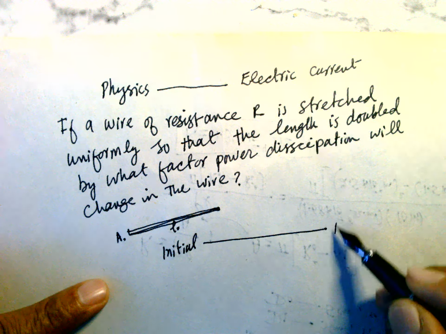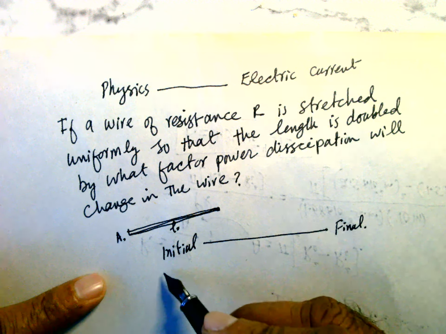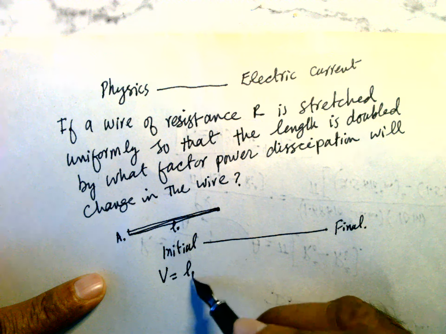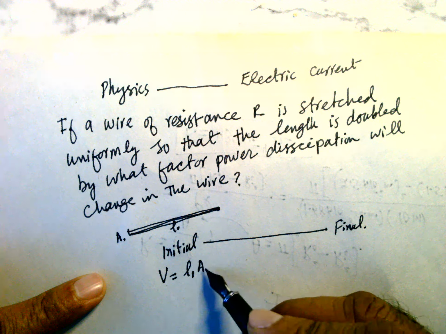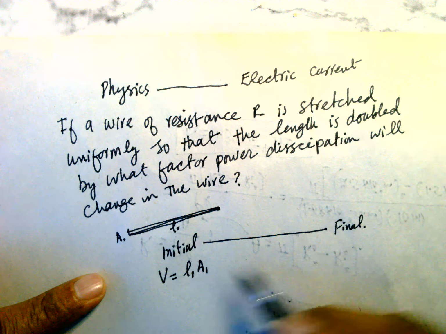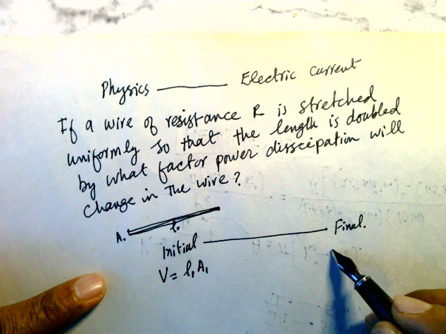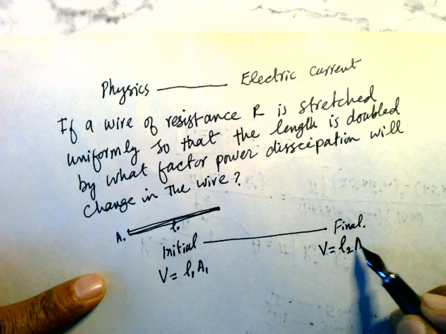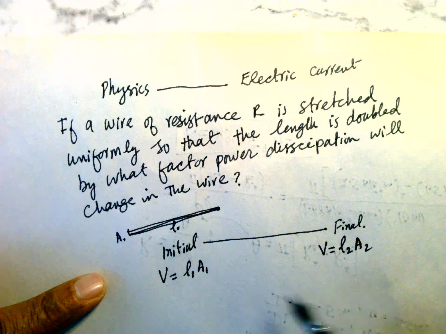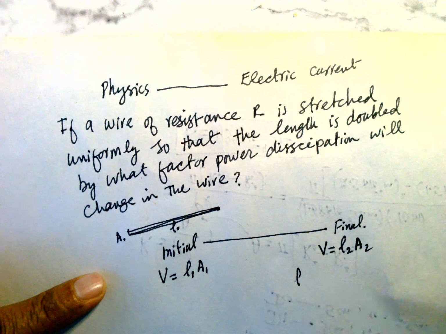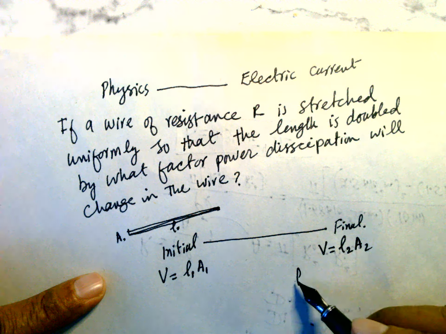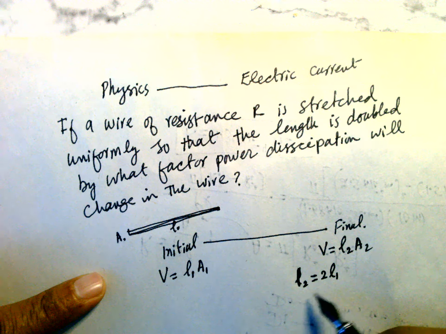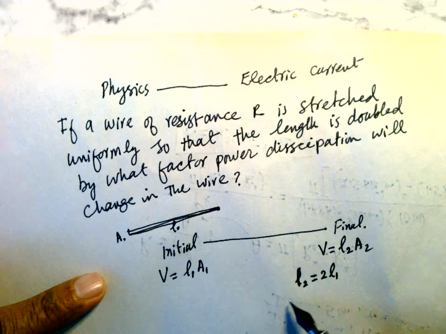Initial and then final. So volume remains the same. So volume is equal to L1 and A1. And the final one, volume is the same, L2 A2, such that this is double. So L2 is equal to 2L1, and we will find the A2, what's the relationship.